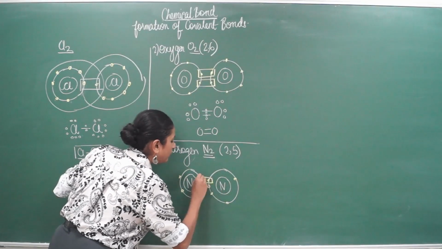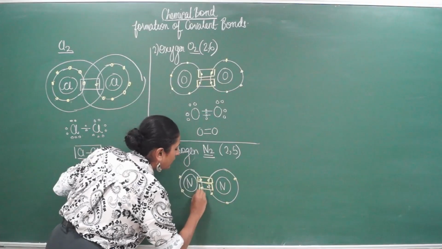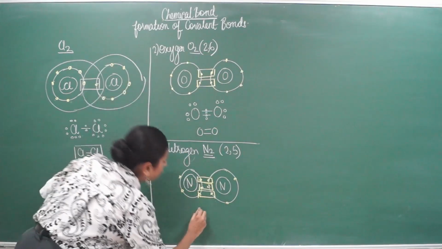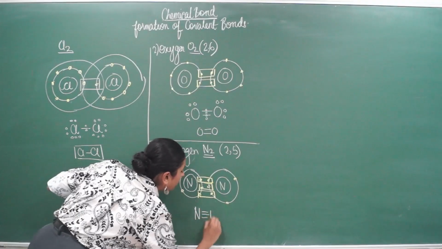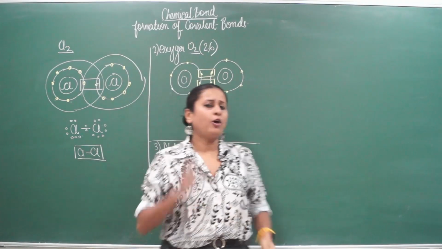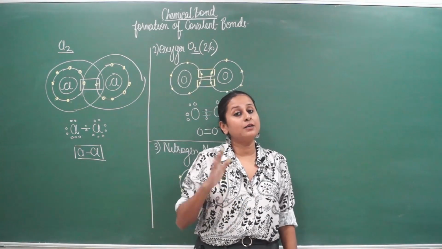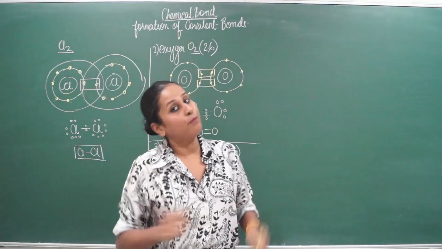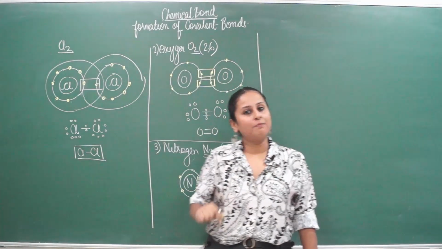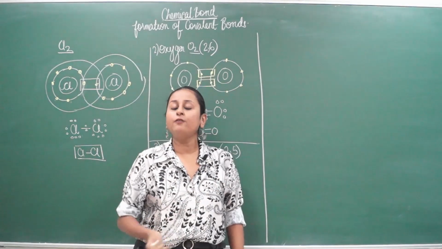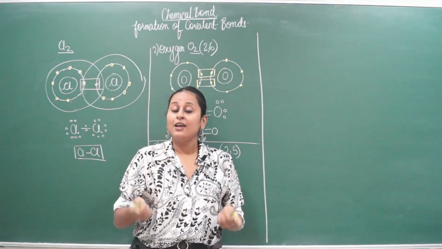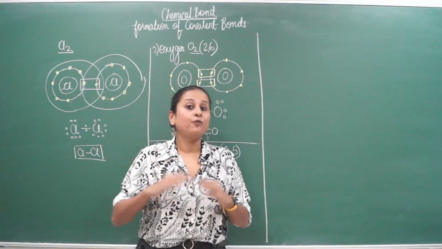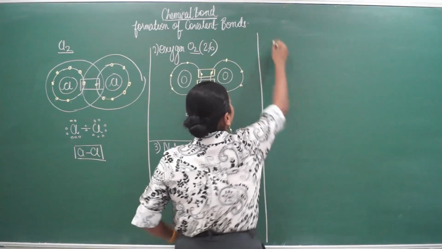So it will form 3 pairs, correct? So nitrogen will form a triple covalent bond. And what type of triple covalent bond will it be in terms of polarity? It will be a non-polar triple covalent bond. Last non-polar compound, which is a very good example of two different elements coming together to form a non-polar compound.